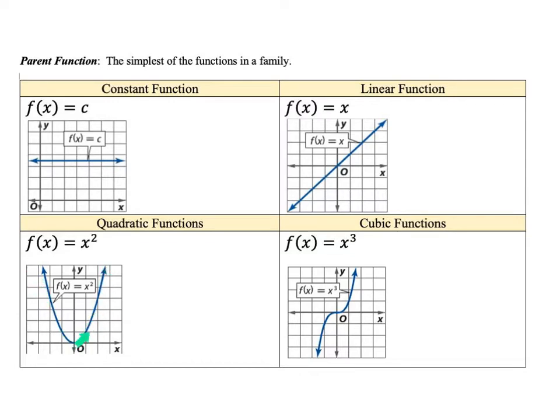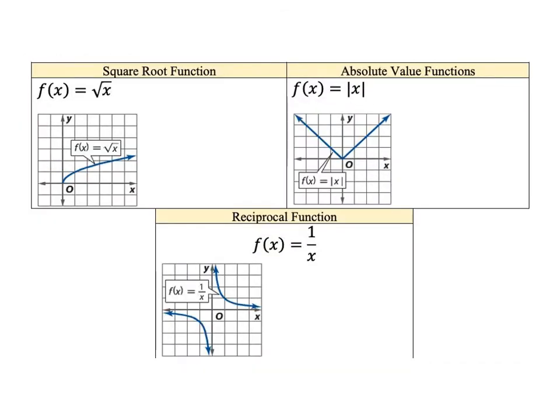Quadratic has a vertex at the origin, and (1, 1), (2, 4), (3, 9), etc. are ordered pairs. Here's your parent function for the cubic function. And then in Algebra 2, you started getting into the square root function, absolute value function, and the parent function for your reciprocal function. Notice you've got a vertical asymptote here at 0 and a horizontal asymptote at y equals 0.